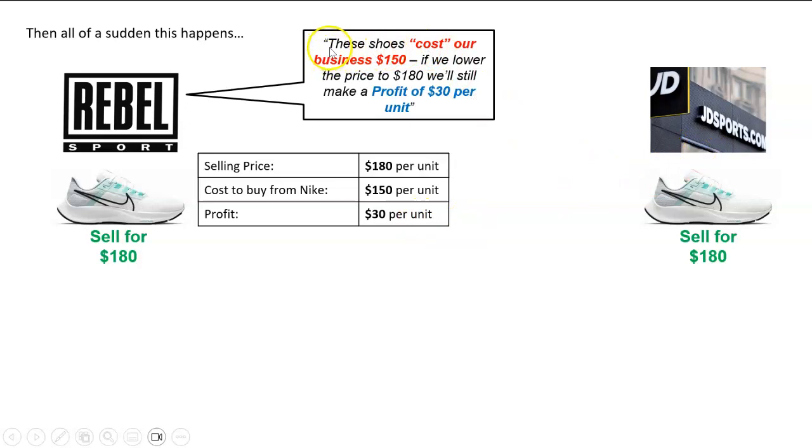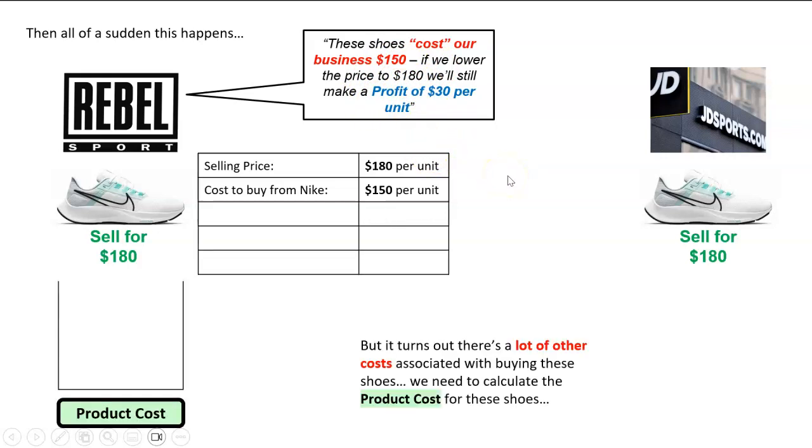So the business says to itself, these shoes cost our business $150. If we lower the price to $180, we'll still make a profit of $30 per unit. And that all makes sense. However, that's not factoring in product costing. Product costing is really important. Product costs are the cost to get all inventory in a condition and location ready for sale that can be allocated to each unit.